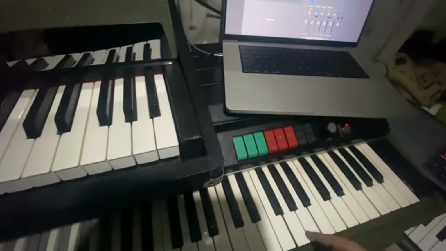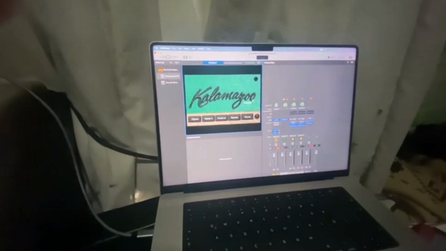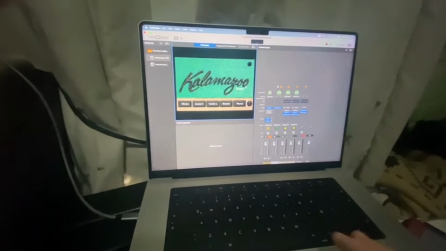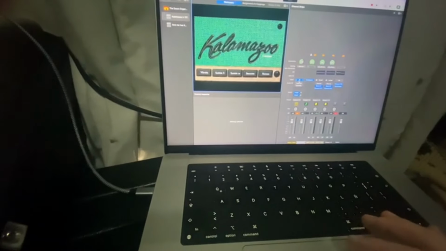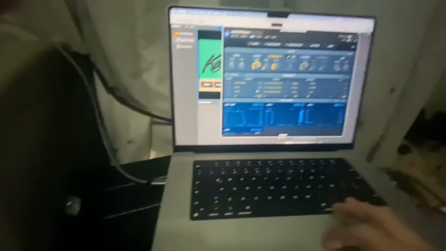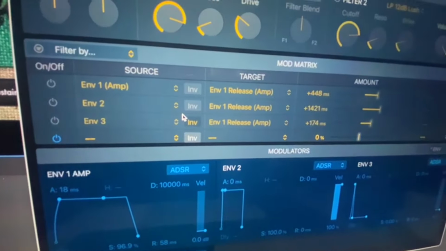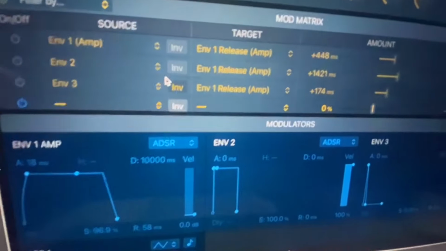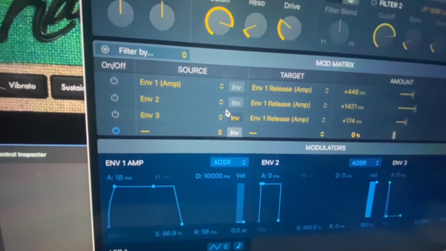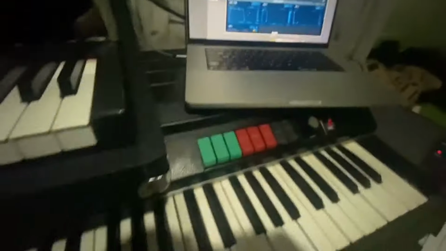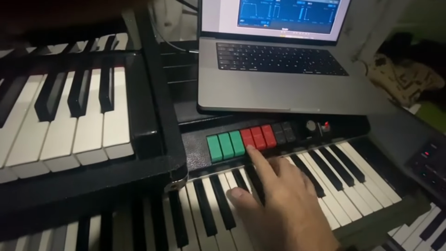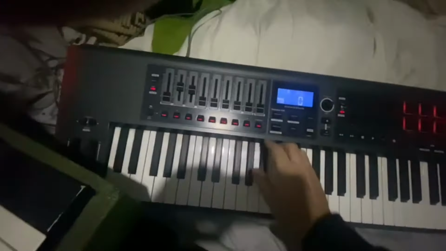So what I did is like, that's the patch I did. And I'm gonna go to the sample. And these are the numbers of the... First one is sustain short. So it's 448. And sounds like this. 448 goes like this one.